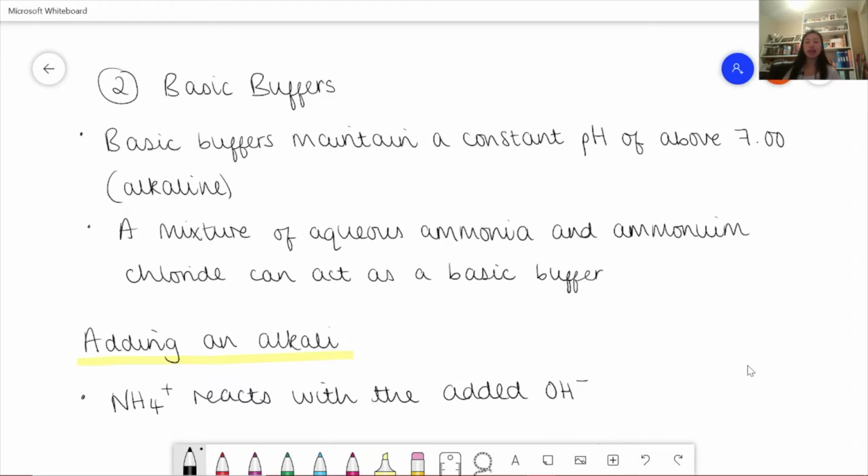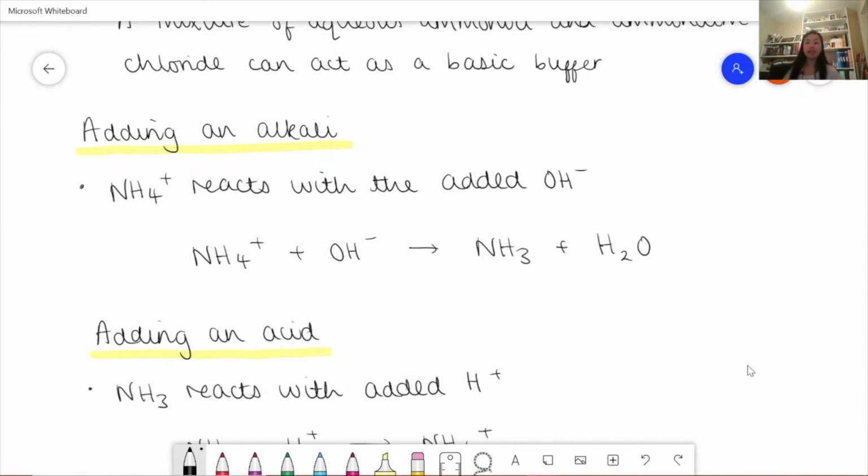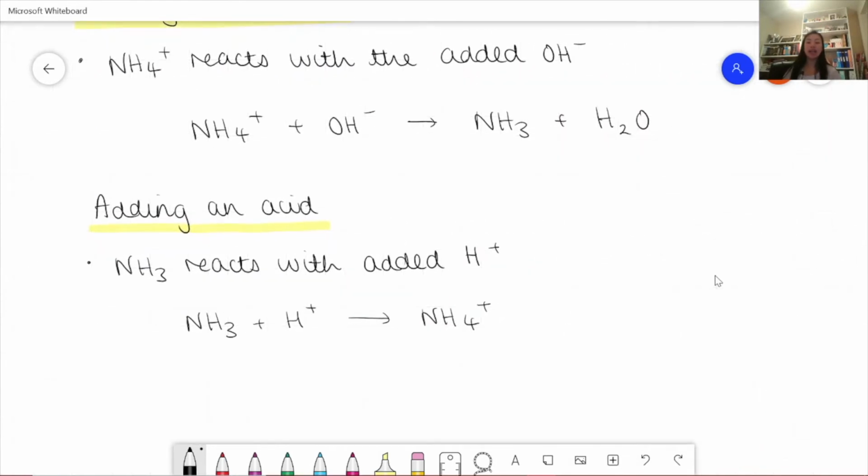Basic buffers can be made out of a mixture of aqueous ammonia and ammonium chloride. When we add an alkali, it maintains a constant pH because the ammonium ion reacts with the extra added OH minus from the alkali, forming ammonia and water. When we add an acid, the ammonia reacts with the added H plus from the acid to form the ammonium ion.